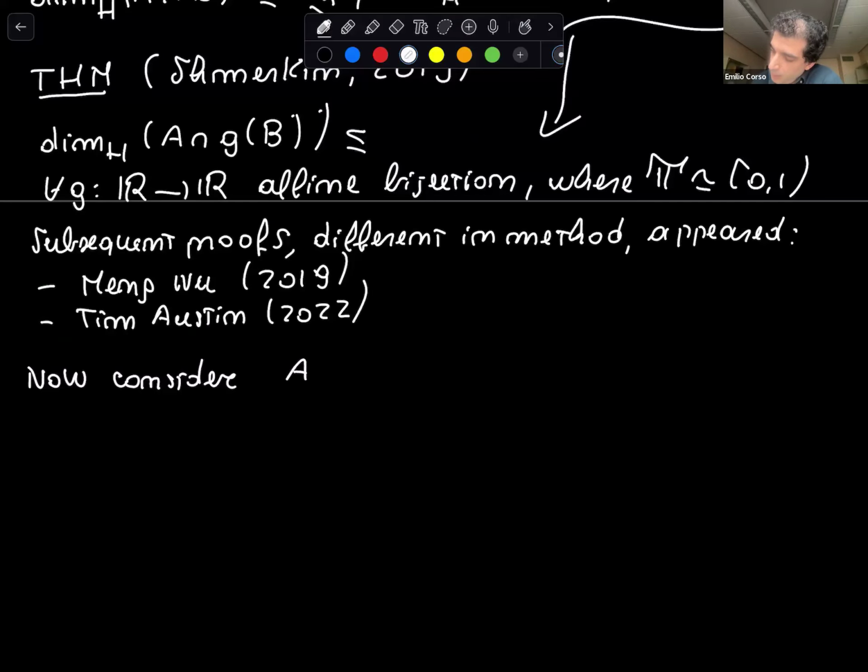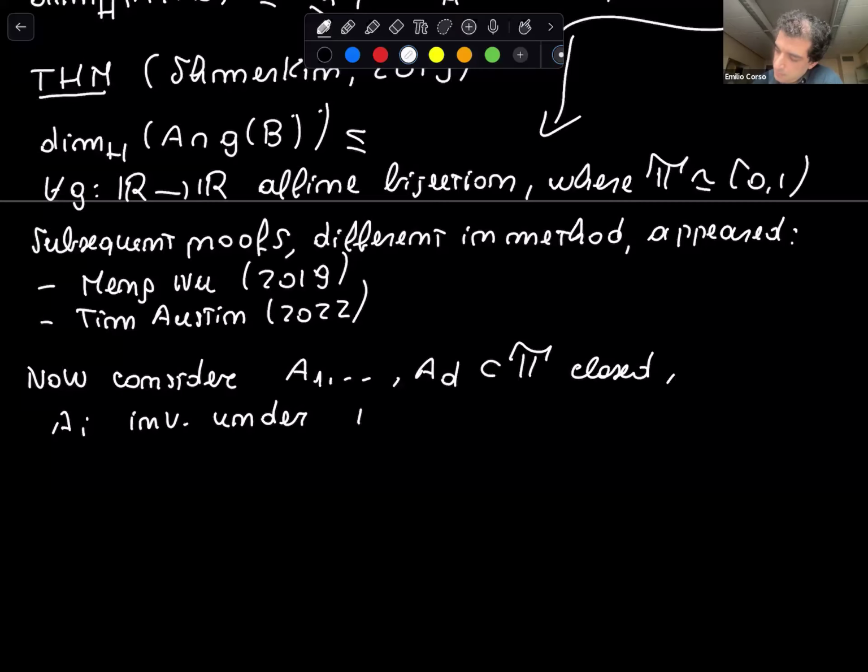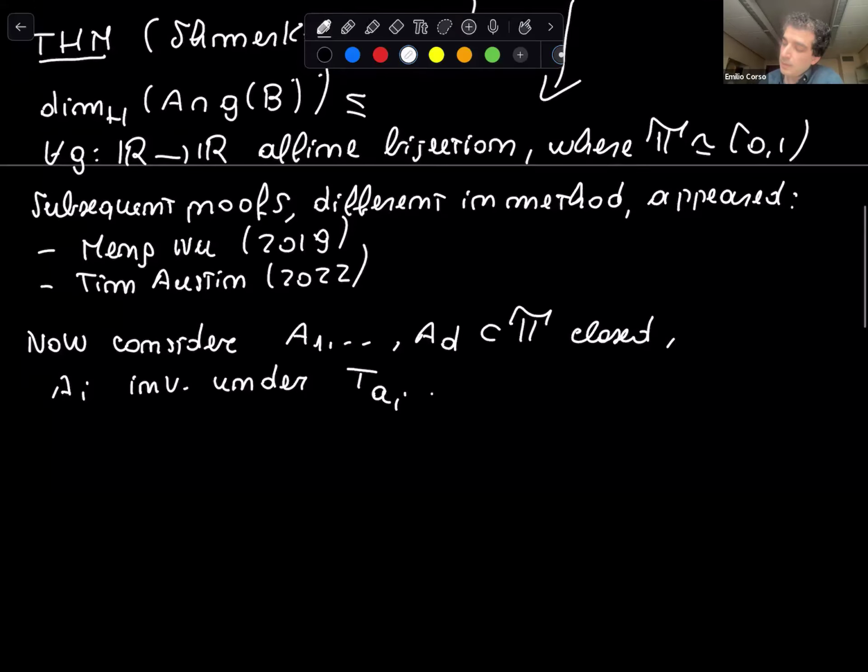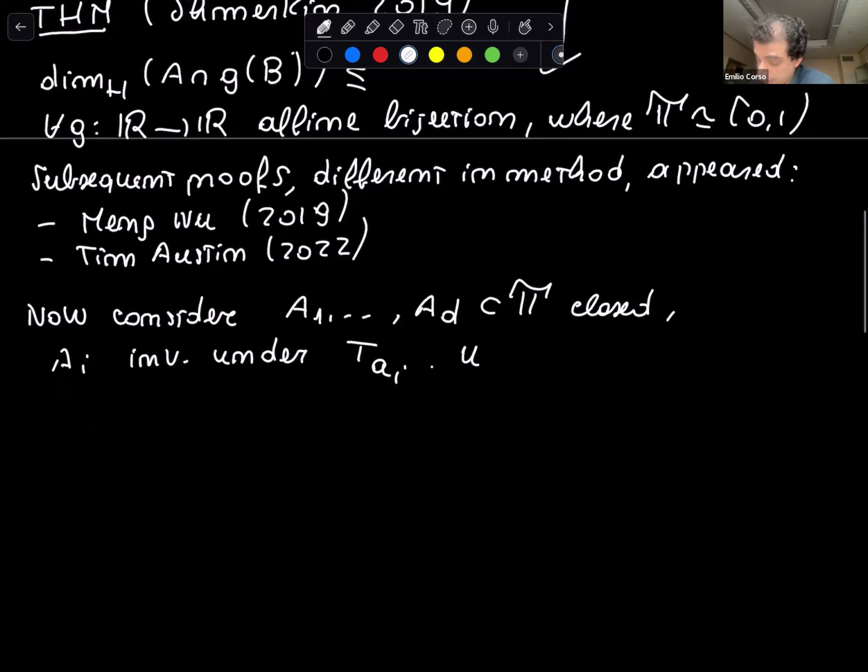Consider A1 up to AD closed, and with AI invariant under TAI. Now, under appropriate transversality assumptions for the little AI, under appropriate transversality assumptions.